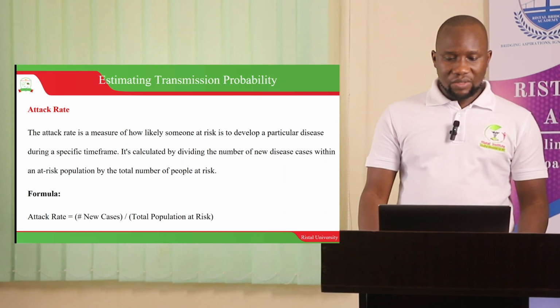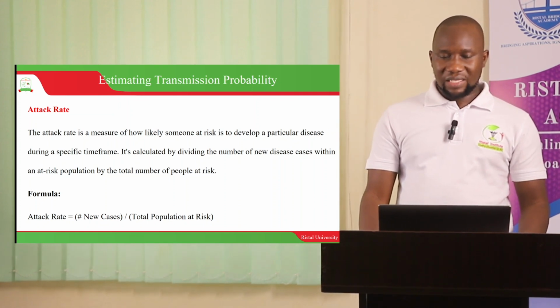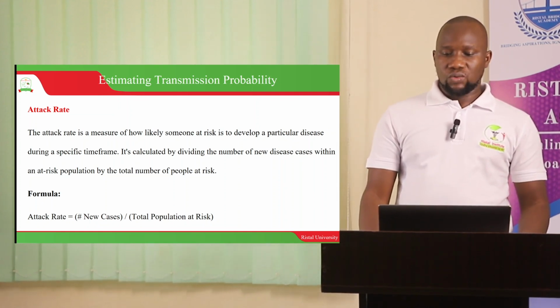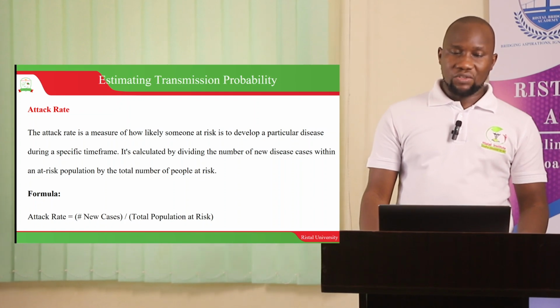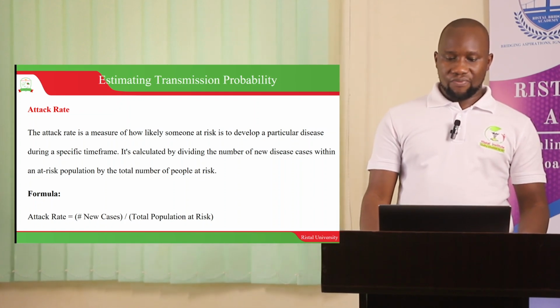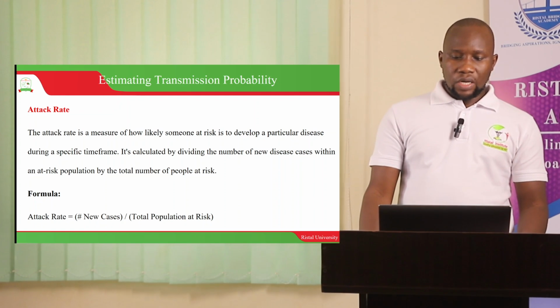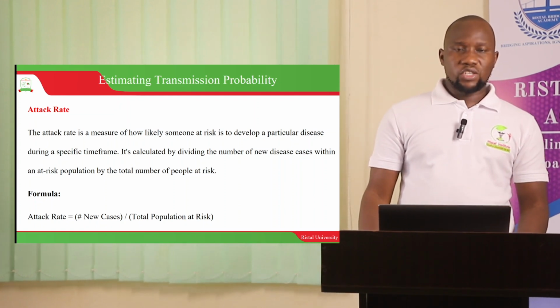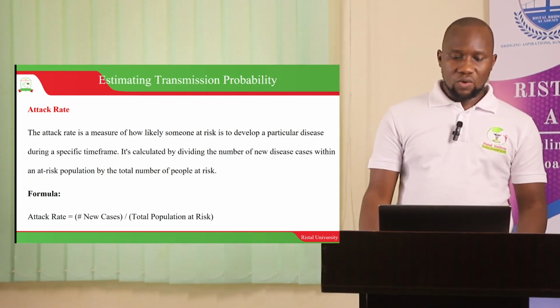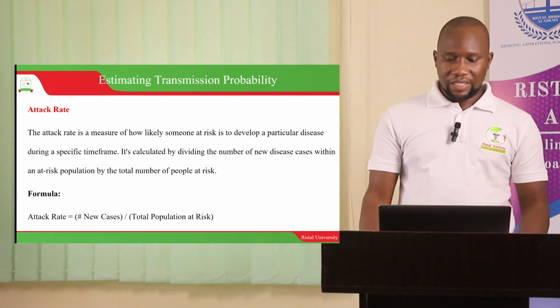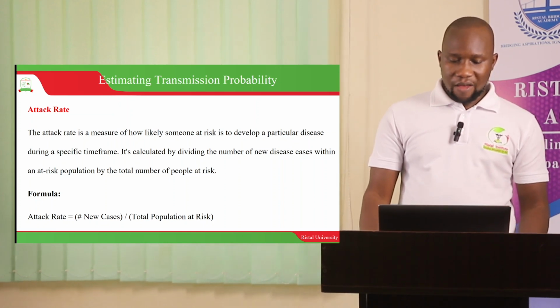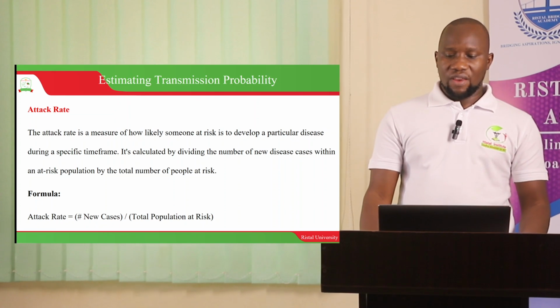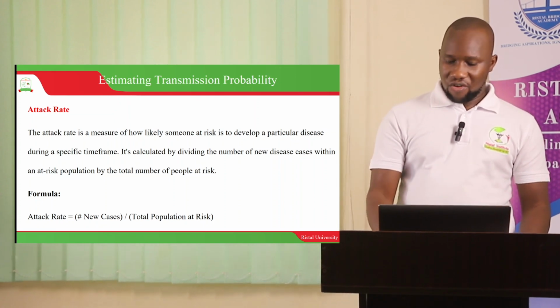The attack rate, which is the measure of how likely someone at risk is to develop a particular disease during a particular time frame. Okay, so the calculation is that attack rate is equal to the number of the new cases divided by the total population. And then you can multiply that by 100.